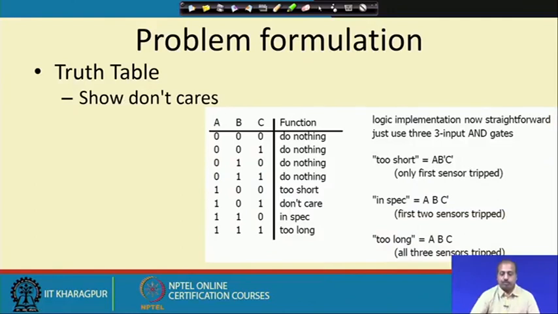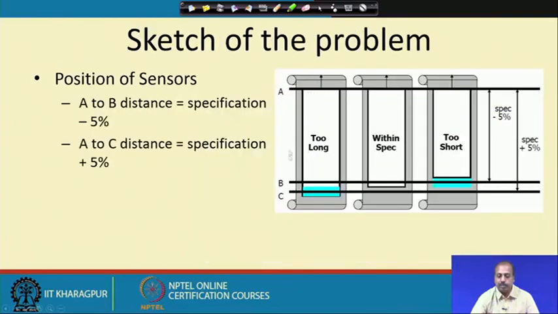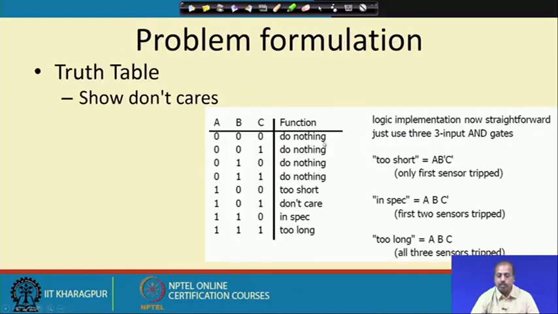For this one, if ABC is 0 0 0, it is not violating any of the conditions, so we do nothing. If it is 0 0 1, that is, A and B are 0 0 and C is 1, then also we do nothing. Only when A is equal to 1, the rod is too short, so the output is too short. 101 is again a do-nothing condition, because that is a do not care condition. Then 110 is valid, within specification, and 111 is too long.